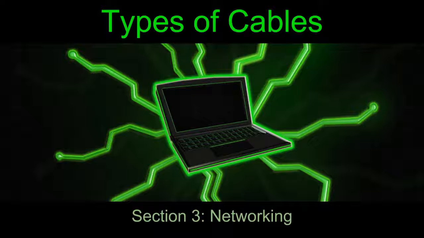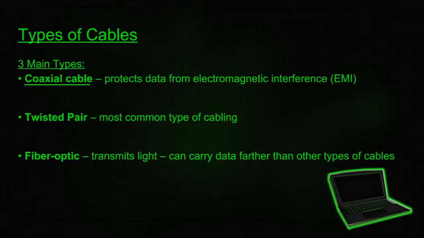In the last lecture, we learned about network topology and how computers can be connected together. One way that we can connect computers together is using cables. In this lecture, we will learn about the different types of cables used to connect computers together in computer networking. There are three main types of cables.